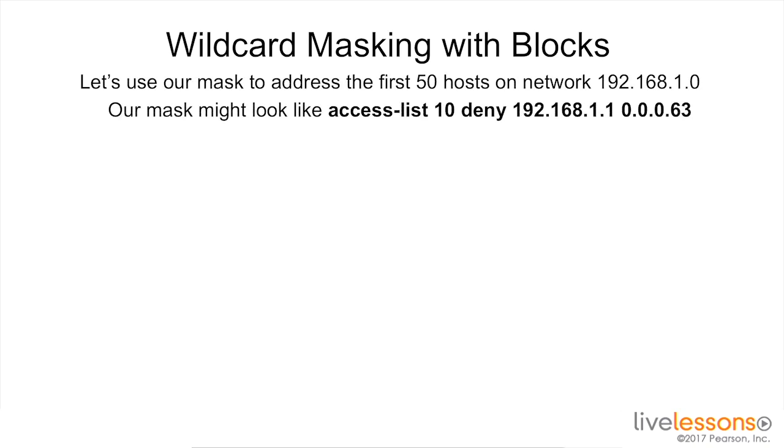Next, let's examine how we mask a block of addresses with a wildcard mask. Let's use our mask to address the first 50 hosts on network 192.168.1.0. If I was going to put this in an access list, our command might look like access-list 10 deny 192.168.1.1 with a mask of 0.0.0.63.